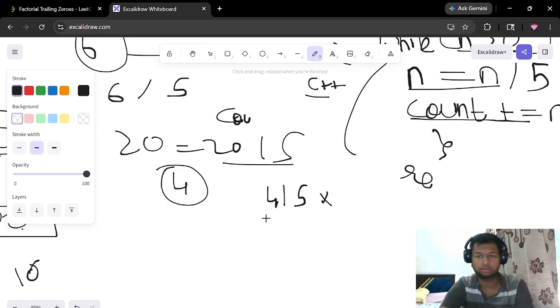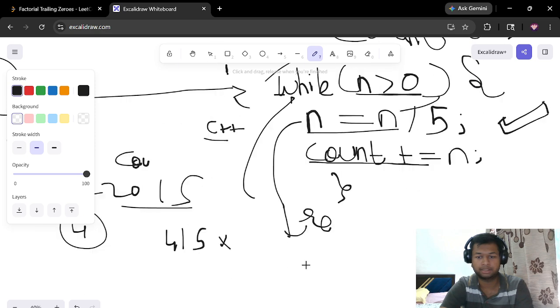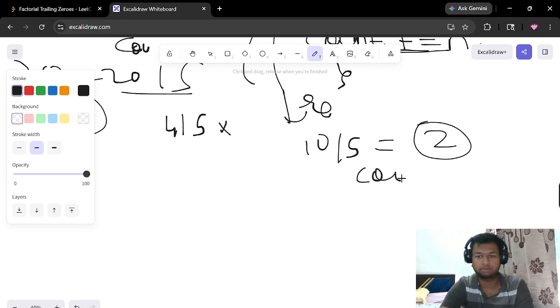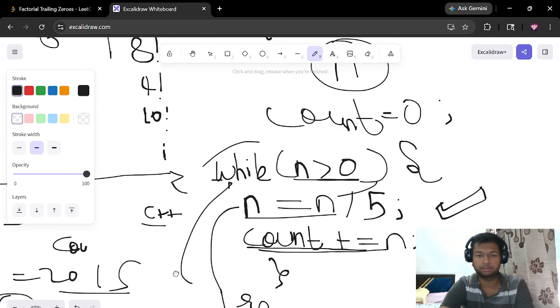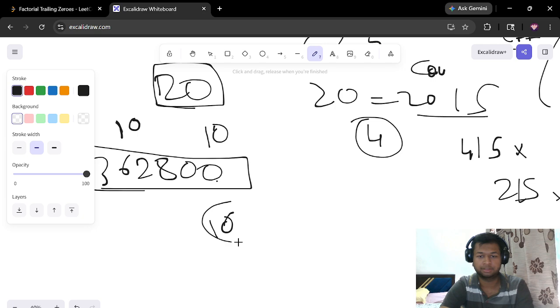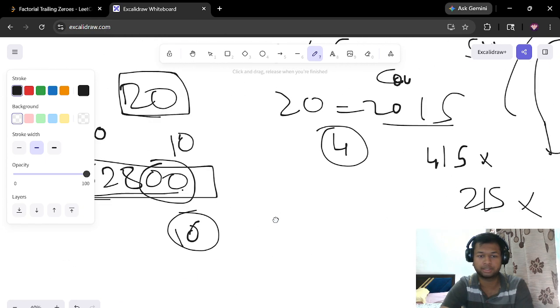Now let's see. So 10 will go here inside the while loop, and n would be 10 divided by 5, which is equal to 2, so count will be incremented to 2. So count would be equal to 2. Now the trailing zeros will be 2, because 2 divided by 5 will not happen. At the very end we return count, so our answer would be 2 here. So this was the solution. Our solution matches with 10: we know that the value of 10 factorial is this and the trailing zeros are 2, and our answer is also 2.